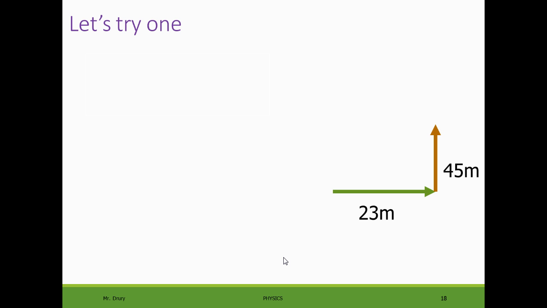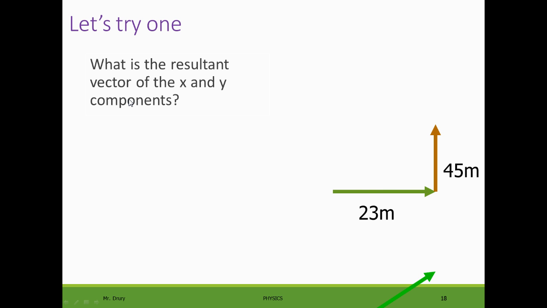All right, so how can we use this? Now, for example, let's say we have a vector that's 23 meters to the right, and then one that's 45 meters straight up, and this makes a 90-degree angle. And what we'd like to know is, using these x and y components, what is the resultant vector? Okay, what is this light green vector? What's its length? Okay, well, to find that, we would use Pythagorean's theorem.